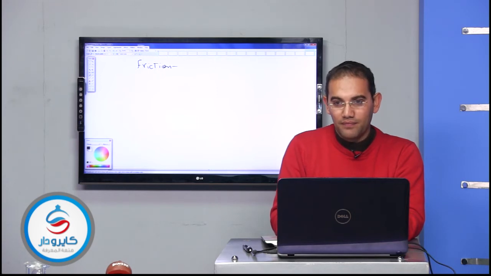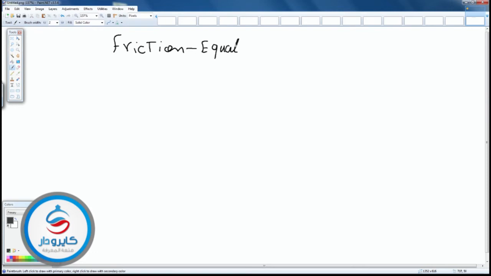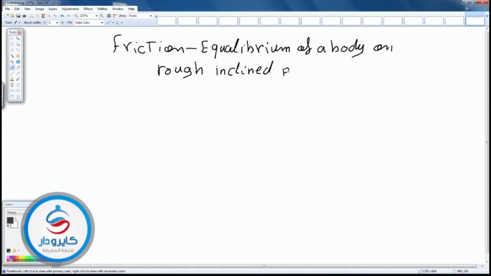equilibrium of a body on a rough inclined plane.